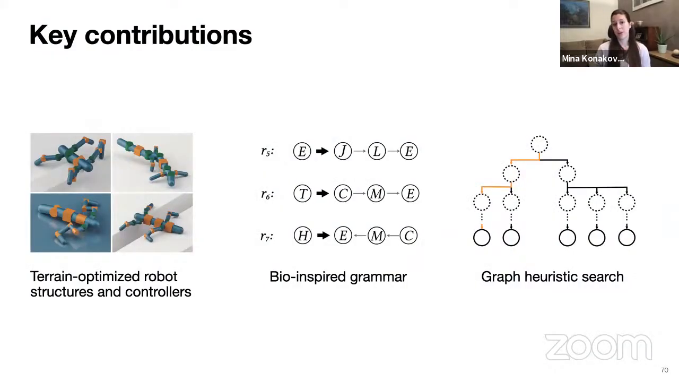And to recap our key contributions in this project, we introduced a system for co-optimization of robot structure and brain for a given terrain. And we showed how to automate the robot design with graph grammars. And we developed a new algorithm to efficiently search a combinatorial design space for best performing designs. And more importantly, this same strategy can now be used to design other types of task optimized robots.